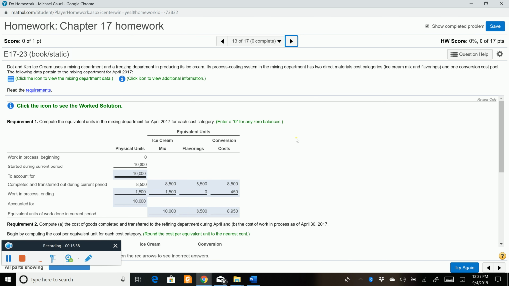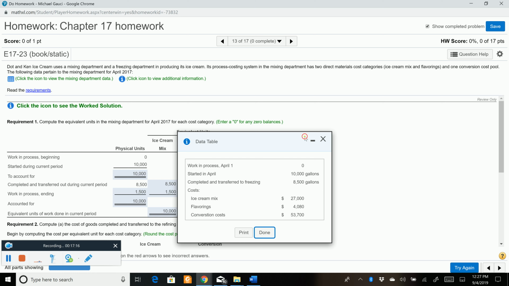Ice cream, yes, we're making ice cream. Dot and Ken Ice Cream uses a mixing department and a freezing department in producing its ice cream. So we are going to have mixing first and then freezing. In the mixing department, there are two direct materials being added, the ice cream mix and the flavorings, and one conversion cost pool. Once again, the conversion costs are all of our labor and overhead combined, added in one big pool.